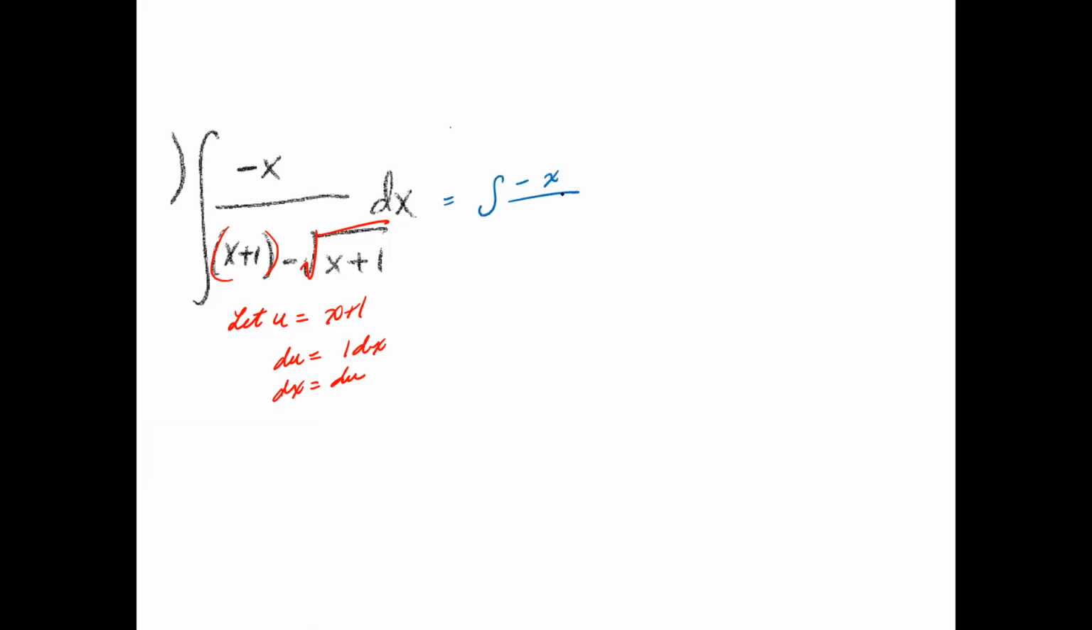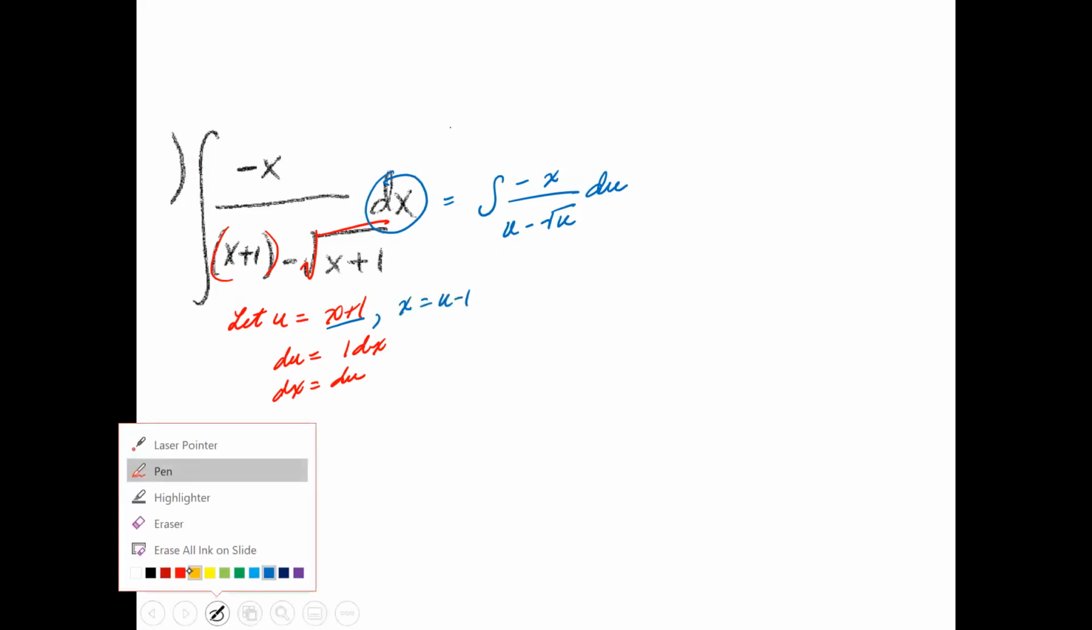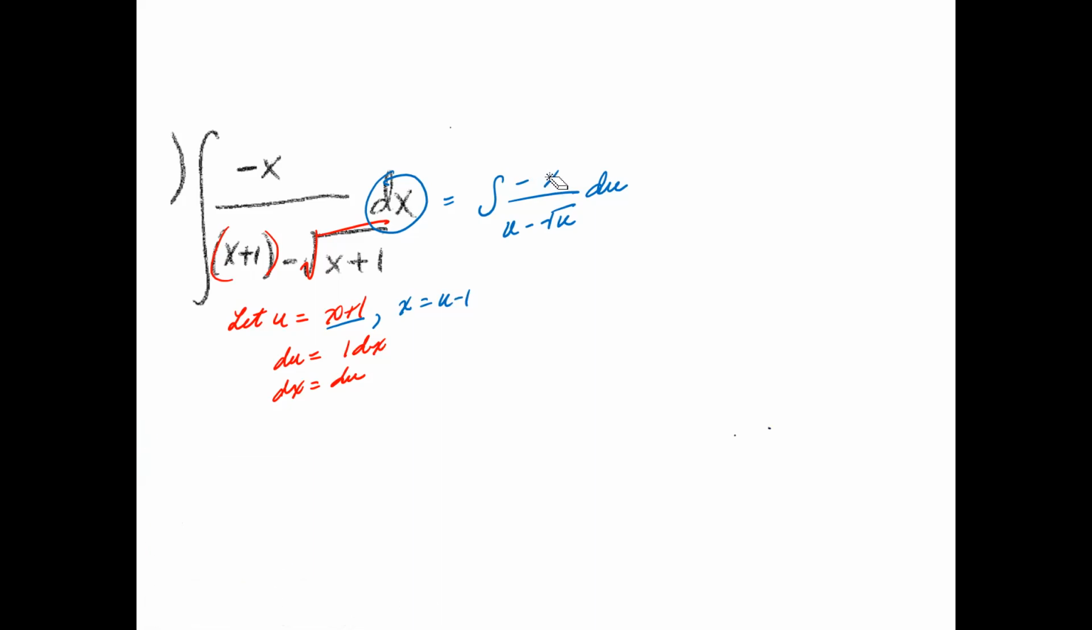So I have x over, your x plus 1 is going to be u. So you're going to have a u minus a square root of u. Replace the dx with a du. Well, I still have the negative x, so that's going to be a problem. But I know that if I were to solve for x, x equals u minus 1. So if I replace this piece right here with a u minus 1, distribute this, and I'll have a negative u plus 1.